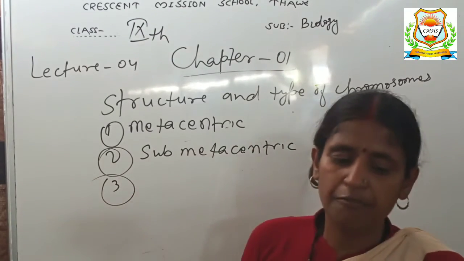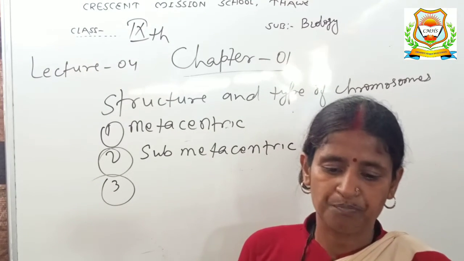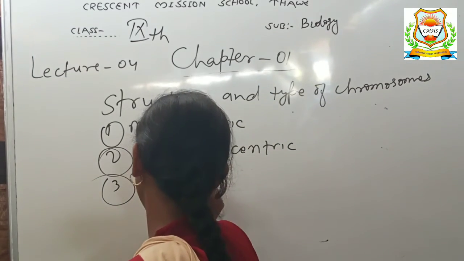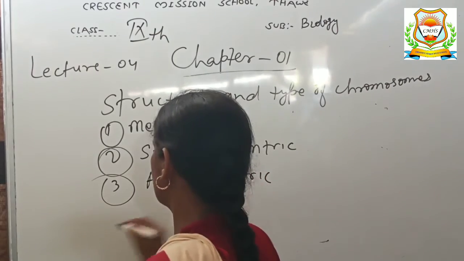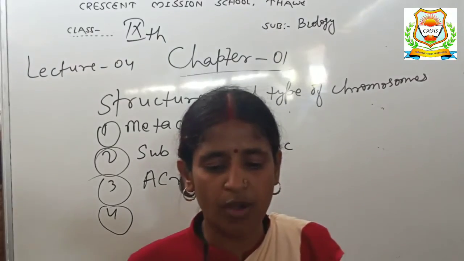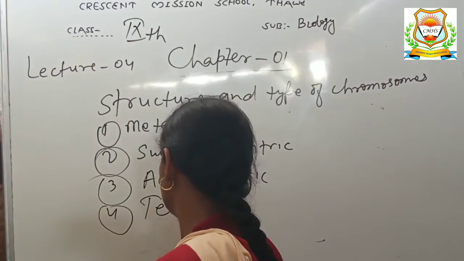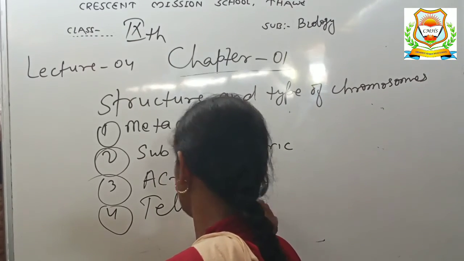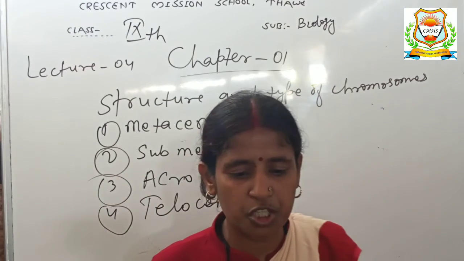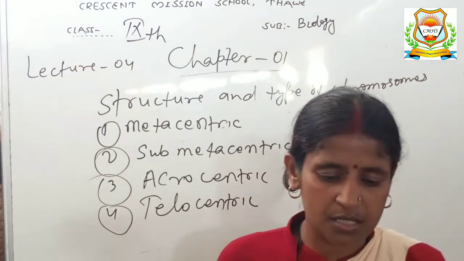Third, if one of the arms of the chromosome is considerably smaller than the other, this chromosome is called acrocentric. And number 4, when the centromere occupies one end of the chromosome, it is called telocentric. These are the types of chromosome on the basis of the position of centromeres. The tips of chromosomes are called telomeres.